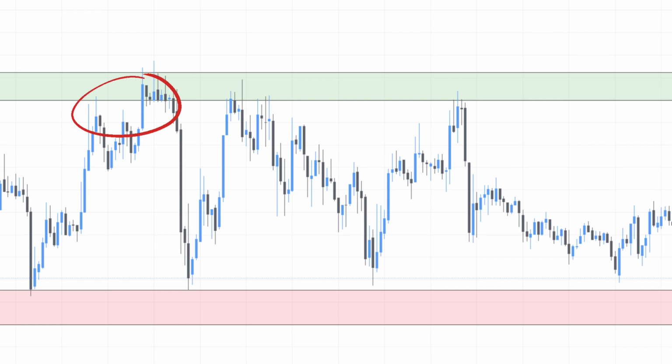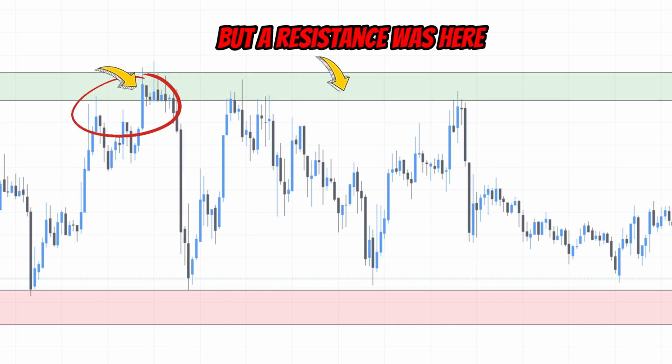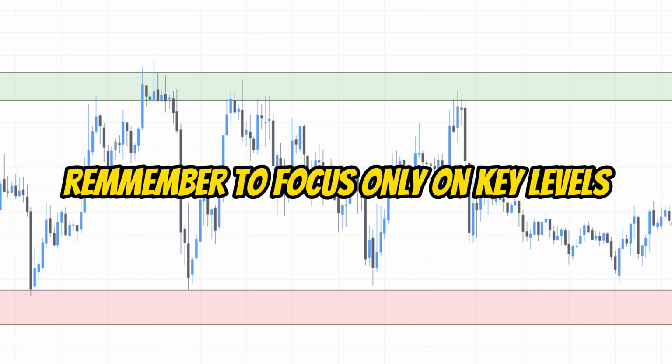Now over here, if you had taken a long entry, looking at this bullish candlestick, you would have taken a loss. But if you knew there is a resistance just above, you would have waited to see what type of candlestick is being made and could have avoided the loss. So remember to always focus first on key levels, then the candlestick formed.